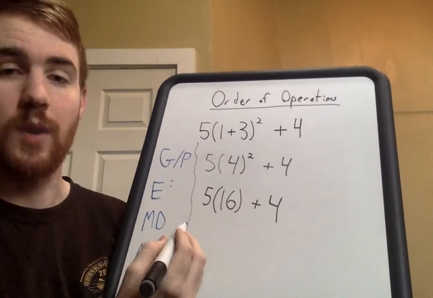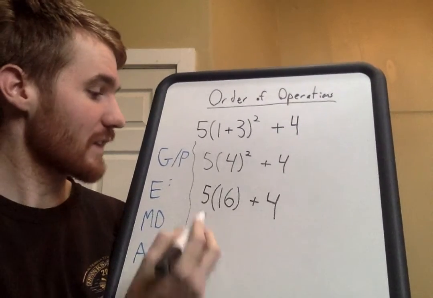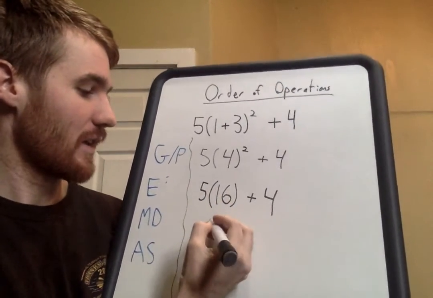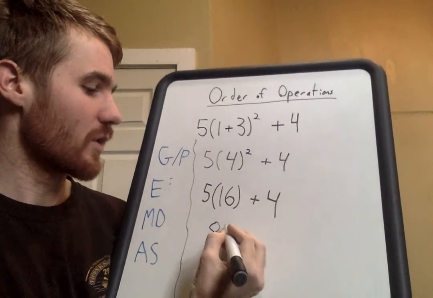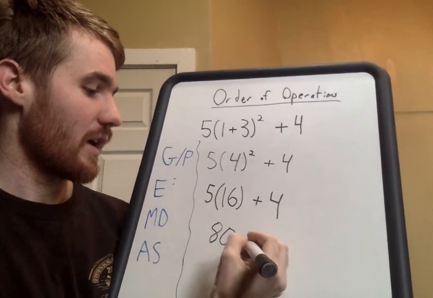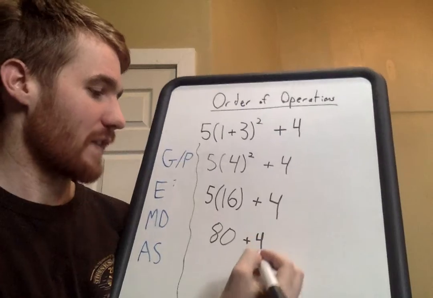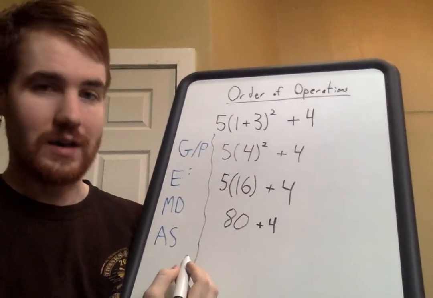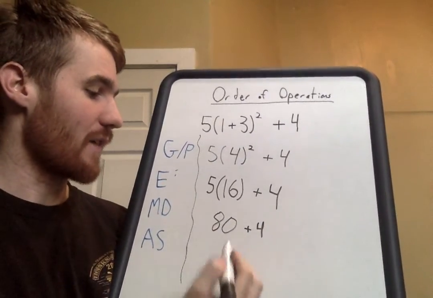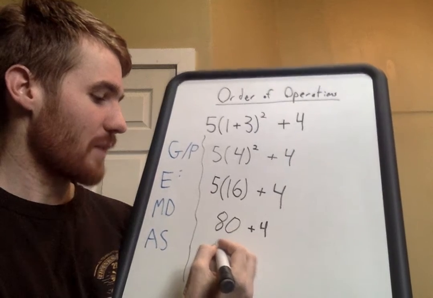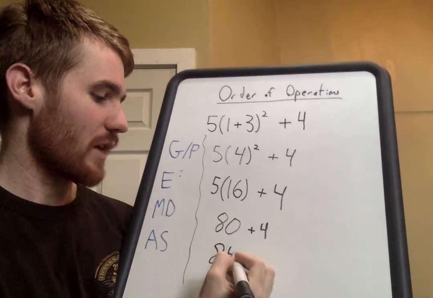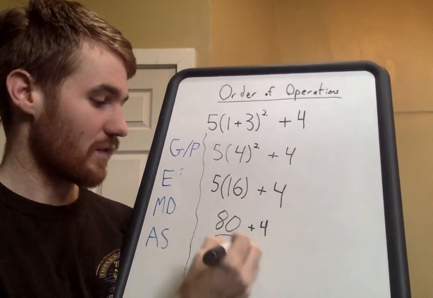Well, now we do multiplication. What are we multiplying in this case? 5 times 16. That is equal to 80. You can do this on a calculator. And we don't want to forget the 4 at the end. And then the last step, all addition and subtraction. We only have one addition problem that we need to do, 80 plus 4. And so we get the answer, 84.